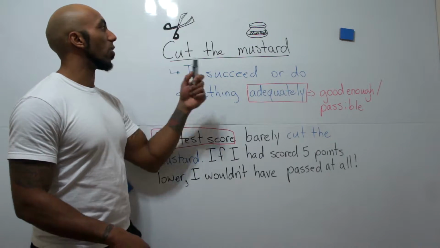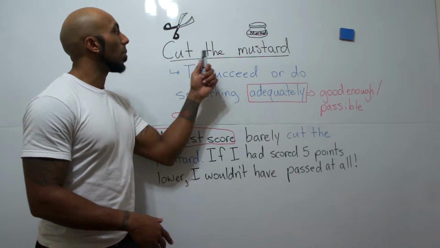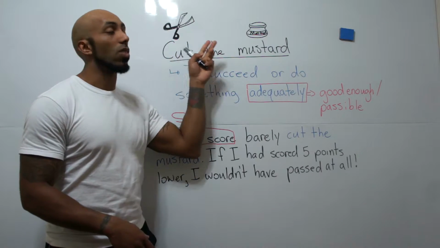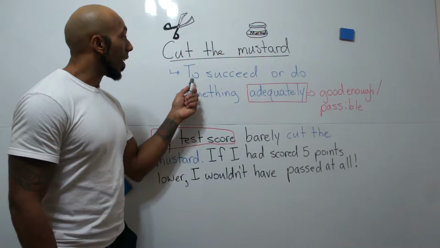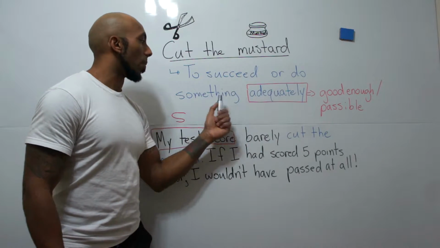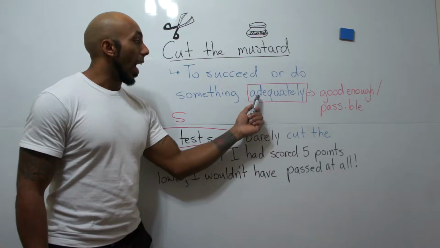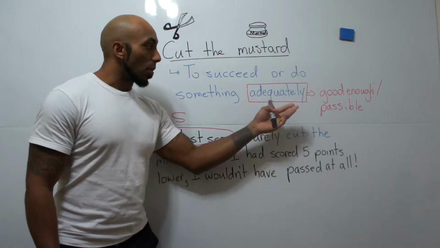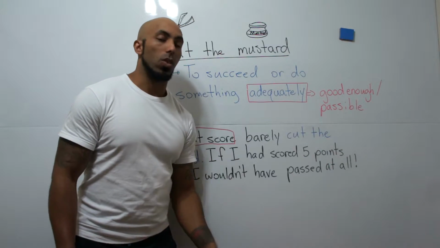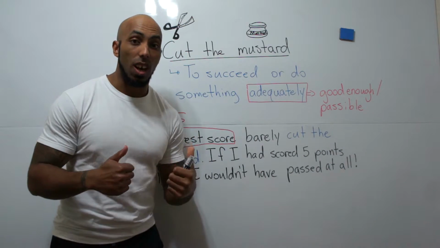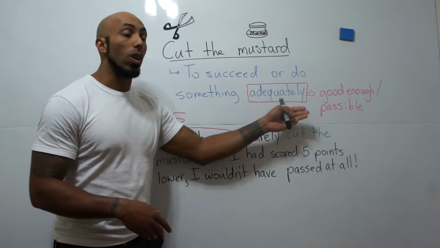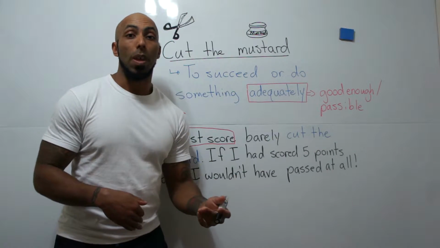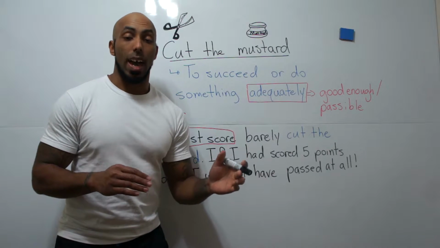So we have a pair of scissors and a jar of mustard. Now, cut the mustard doesn't mean to take a pair of scissors and cut open a jar of mustard. But what it does mean is to succeed or do something adequately. Adequately just means good enough or passable. So if something is adequate, it's good enough, or it's passable, it doesn't fail. Okay? And adequately is the adverb form of the adjective adequate.